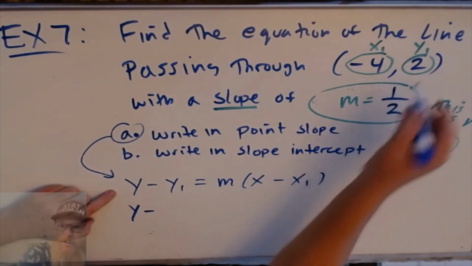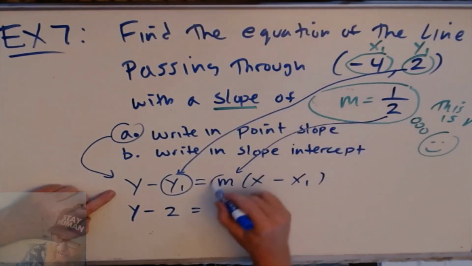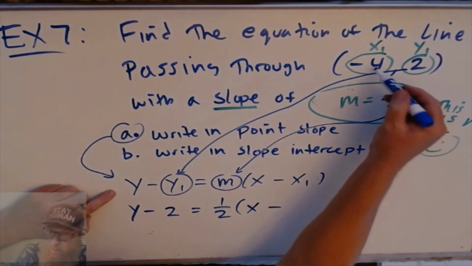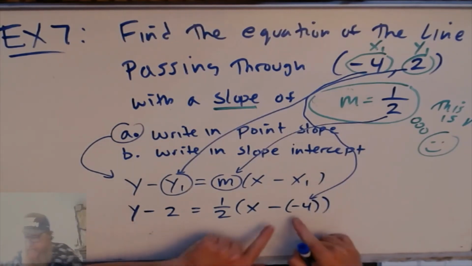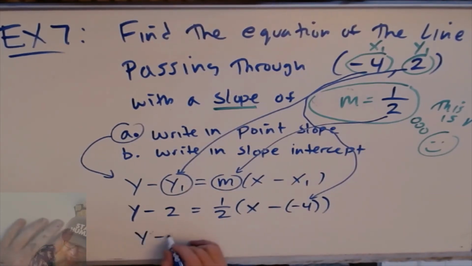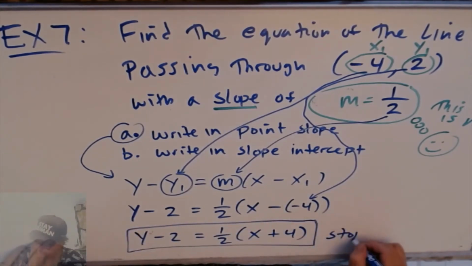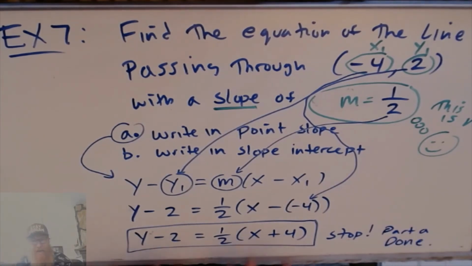y minus 2 equals 1/2, m is 1/2, times x minus, now be really careful with negatives. We learned about this yesterday. When you plug in a negative, put parentheses around it because those two negatives are going to turn positive. And you can stop. Part A is done. So that is the answer for part A: y minus 2 equals 1/2, parentheses x plus 4.